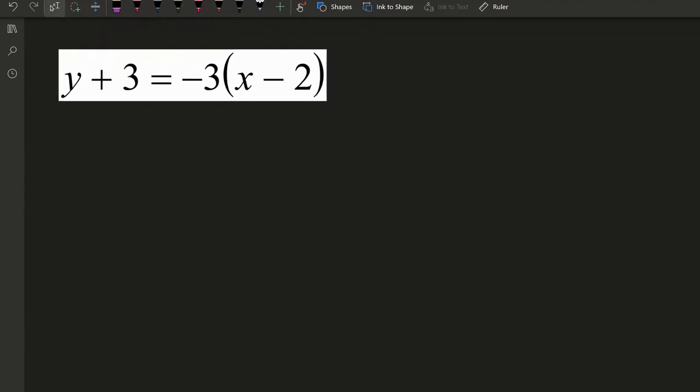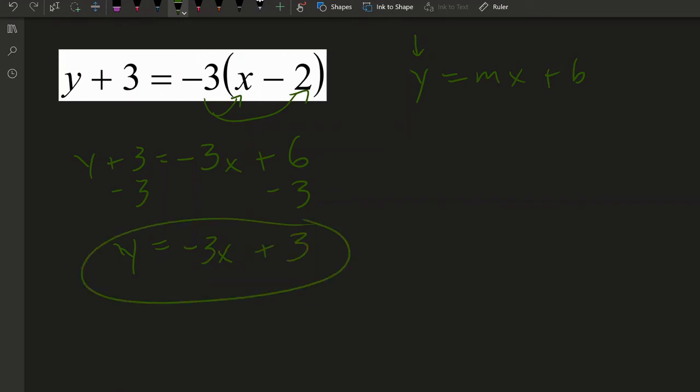Now this one, I want to put it into slope-intercept form, y equals mx plus b, and the key feature here is that the y is by itself. So in order to get the y by itself, first I'm going to simplify the right side by using the distributive property. Negative 3x plus 6, y plus 3 is equal to that, and then I'm just going to subtract 3 to get y by itself. y is equal to negative 3x plus 3. All done.